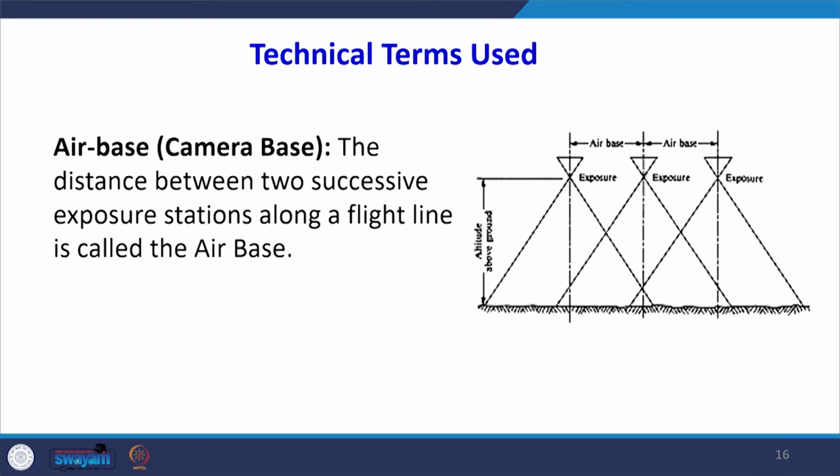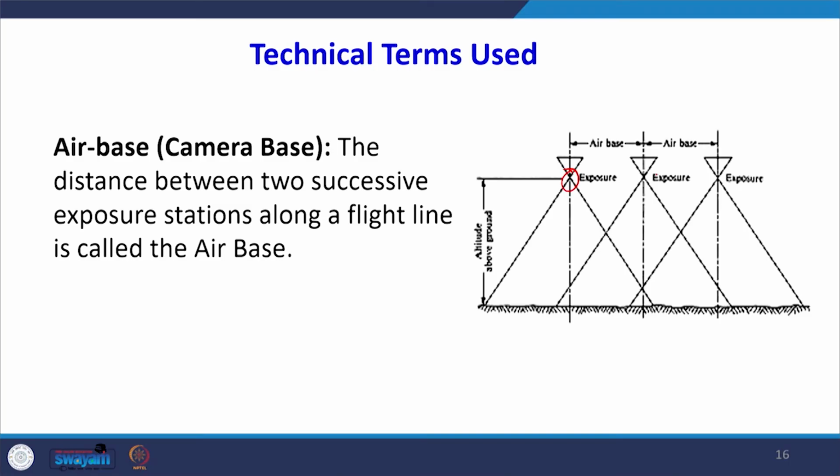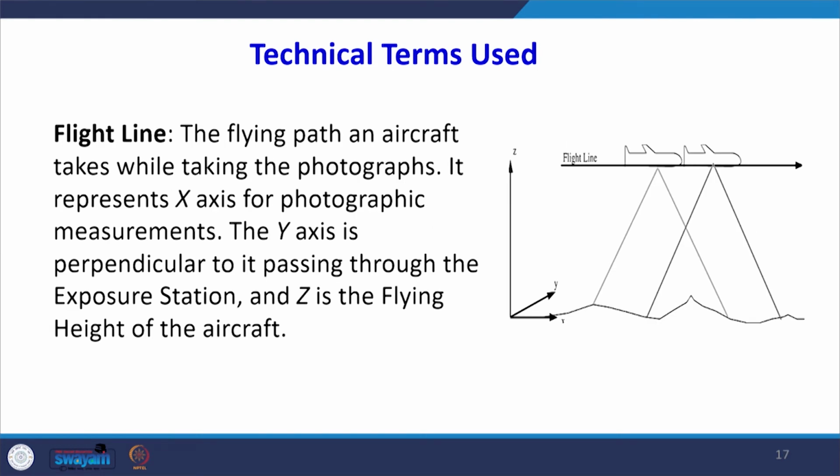Air base, or camera base also. The air base is the distance in the air between the two successive exposures. The first exposure, then the second exposure was done from the air. The distance between two successive exposure stations is known as the air base or camera base. This should also be known to us while exposing the photographs from the air.